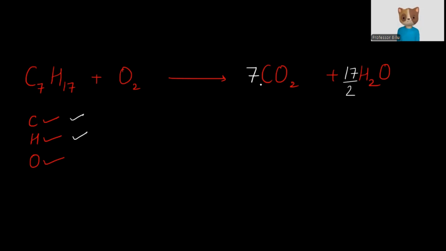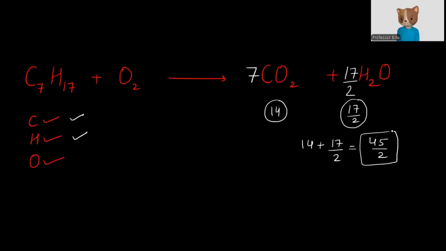Now let's talk about oxygen. Oxygen on the right side. So how many oxygen on the right side? This is 14 and this is 17 by 2. So total if you add, this is 14 plus 17 by 2. This is equal to 45 by 2. Now this is the oxygen on the right side.